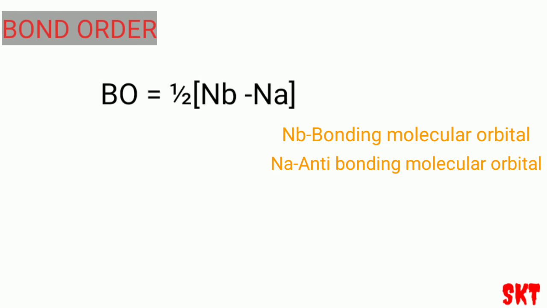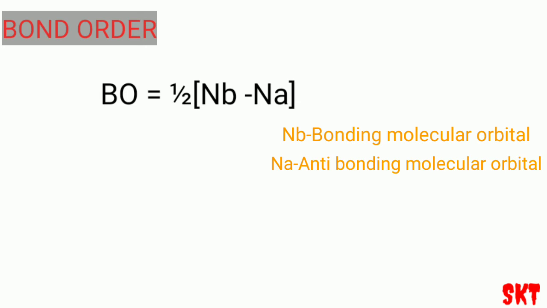From this energy level diagram, we can find out the bond order of a molecule. The formula goes like this: the bond order is equal to 1/2 of the difference between the number of electrons in the bonding molecular orbitals and the number of electrons in antibonding molecular orbitals.